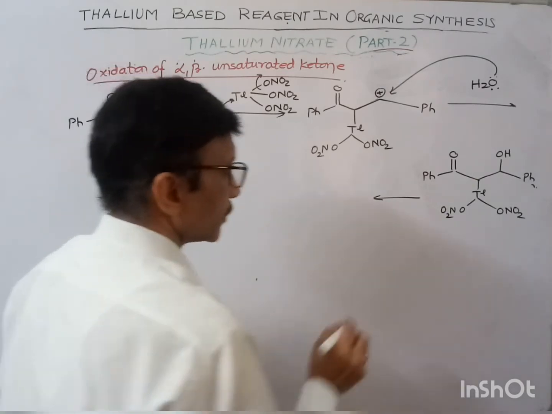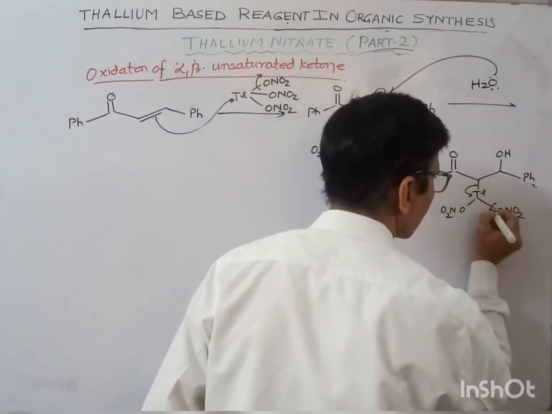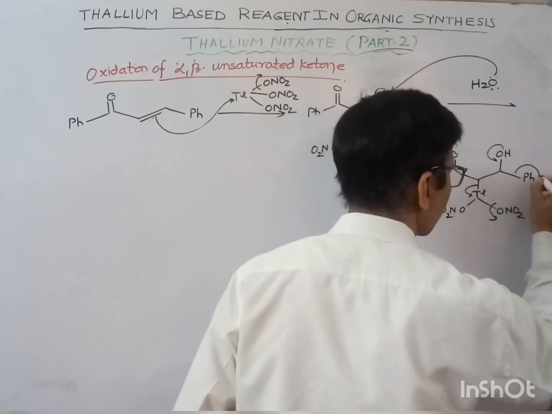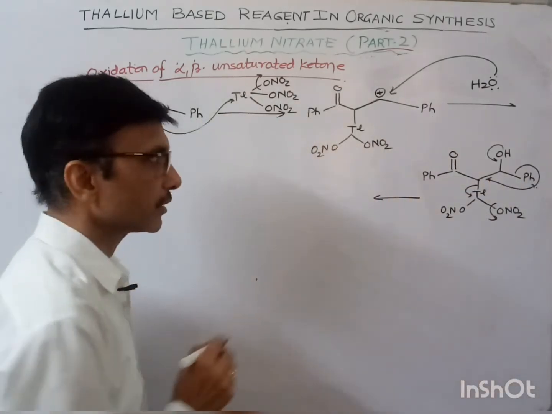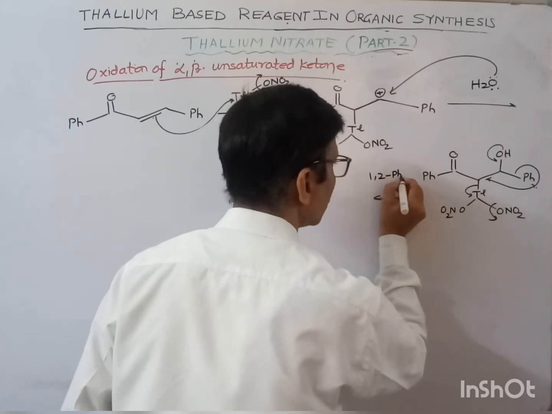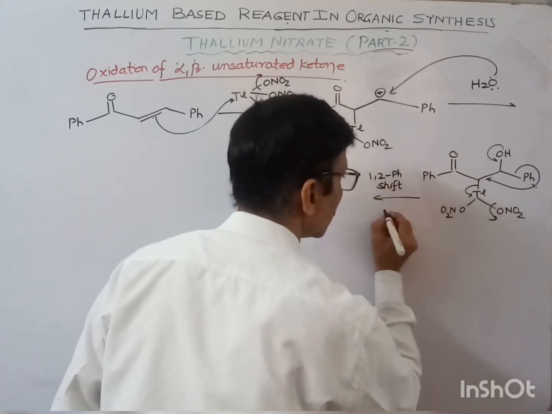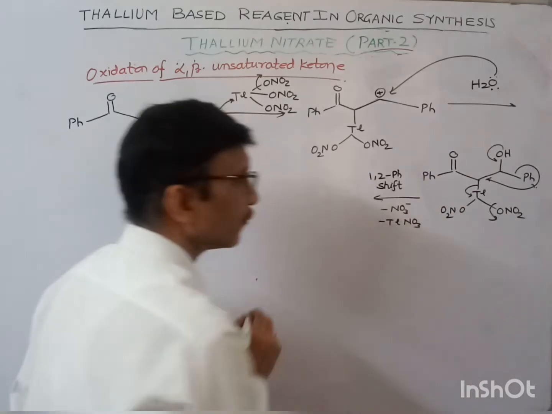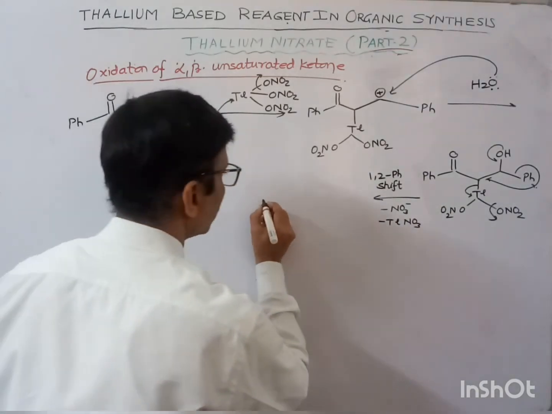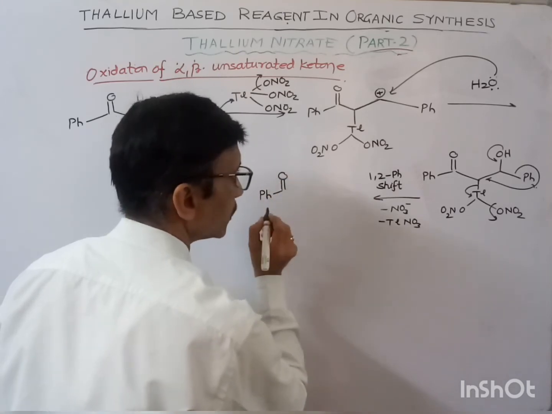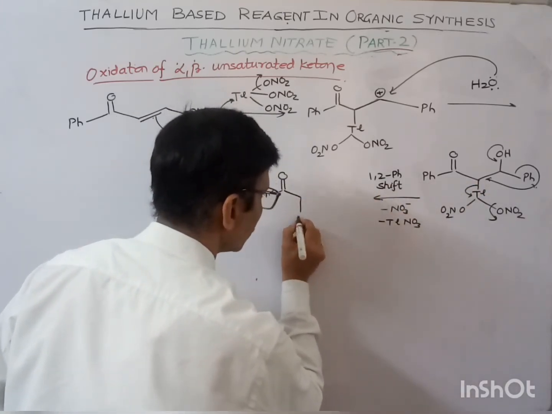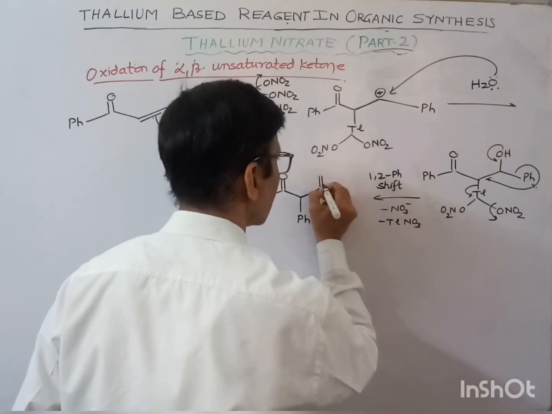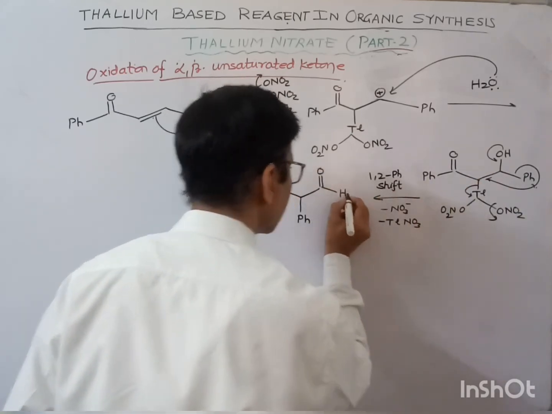Okay. Now this carbon thallium bond will break, and what we may write, and this 1,2 phenyl shift will occur. So 1,2 phenyl shift, removal of this nitrate ion, and thallium nitrate in plus one oxidation state will leave out. Now what we can write, Ph C double bond O. Now we have this Ph over here and C double bond O, and here H.